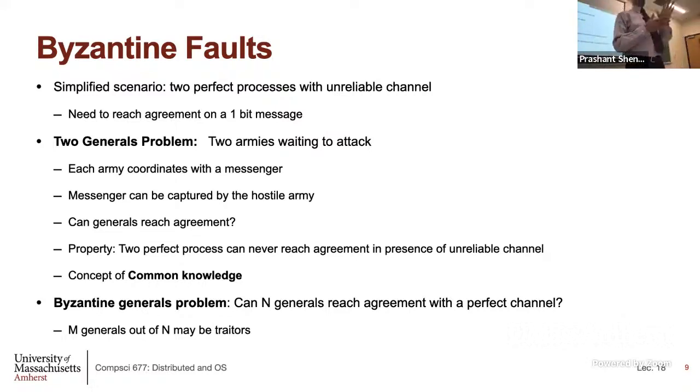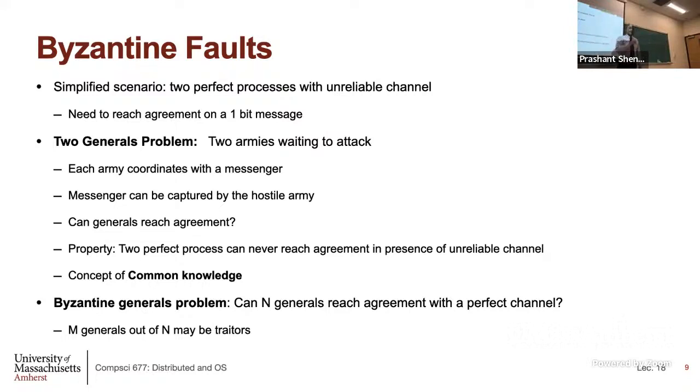That's the problem. In TCP, we are not trying to reach agreement. We just want to know if the message was received successfully, but it's not a problem of trying to coordinate something. We just want to know if the message was delivered or not, and an ack is adequate. Here we are trying to actually reach agreement, which is not the same problem as whether the message got delivered. Okay. So that's the two generals problem.